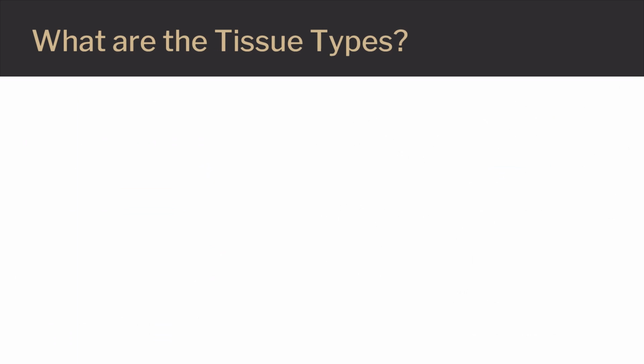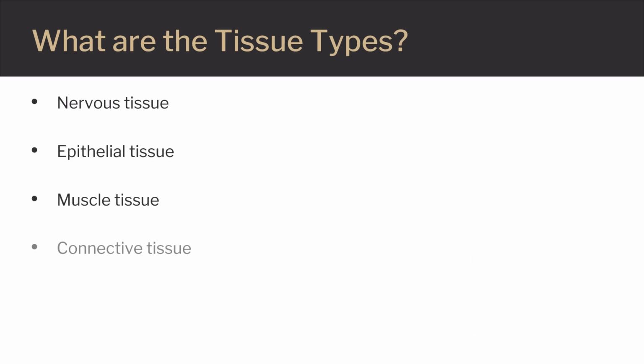What are the tissue types? There are four categories of tissues. These include nervous tissue, epithelial tissue, muscle tissue, and connective tissue. In the following slides, we'll cover the general anatomy and physiology of each tissue type and provide a couple of examples of each tissue type.